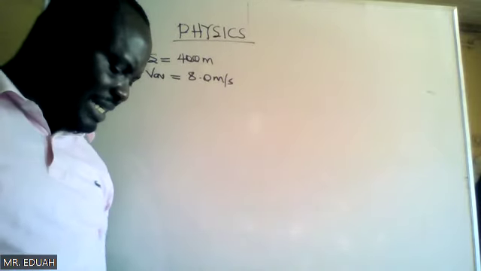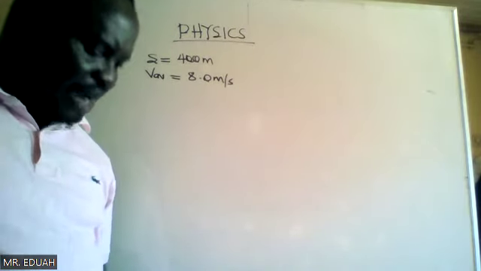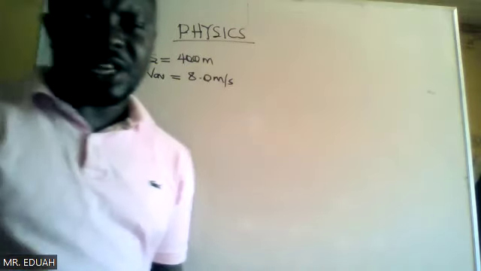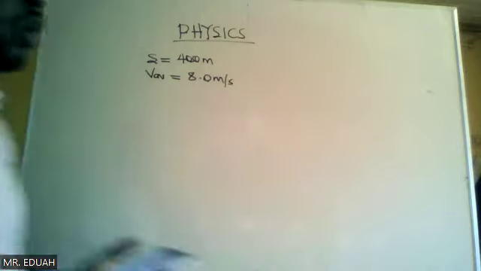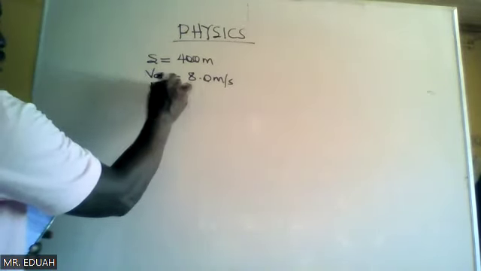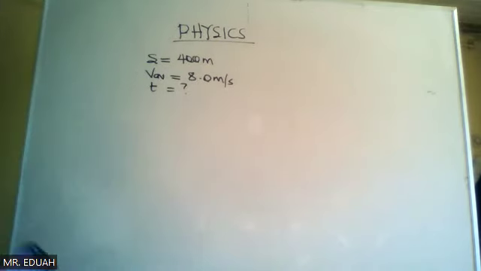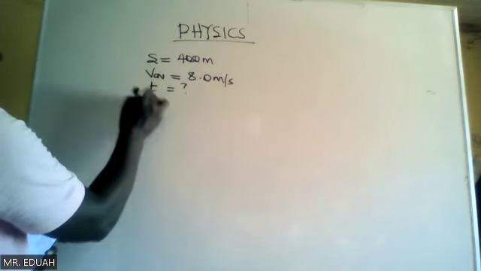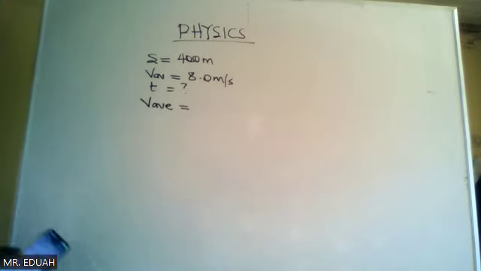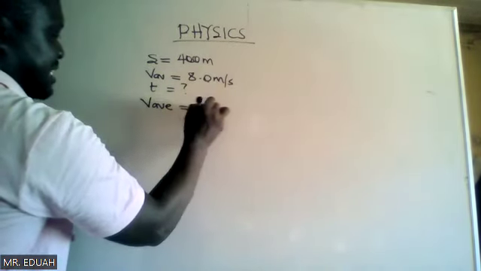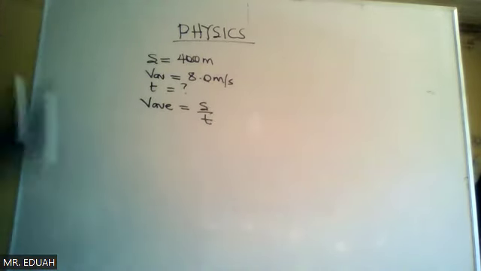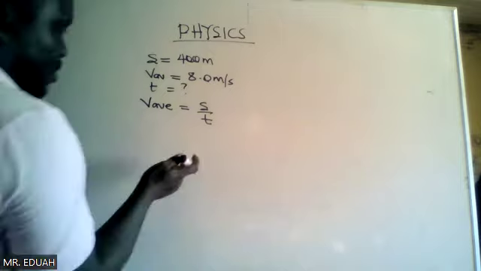How long did it take the runner to complete the race? I think this is a very simple question. Over here, we are looking for the time. How long? Average speed, V average, is equal to total distance over the total time taken.